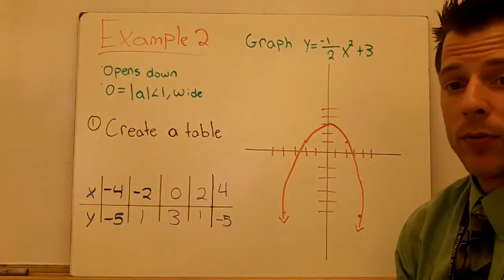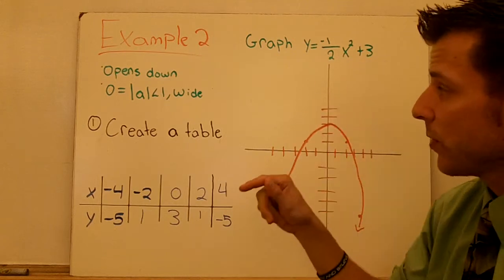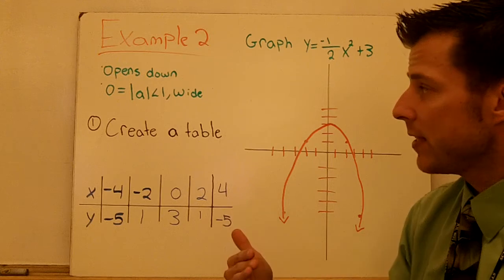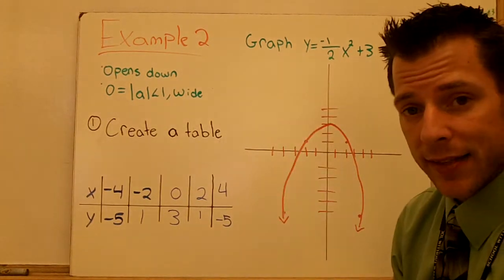In the second example, we're going to graph y equals -1/2 x squared plus 3. Okay? So, here's what's going to happen. We're going to create a table of values. Okay, now notice how the a value is -1/2.